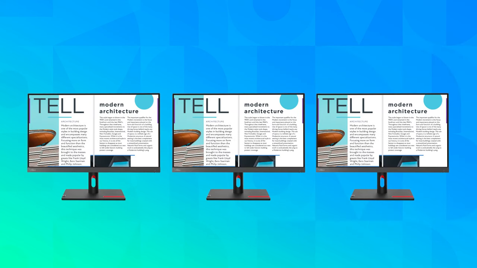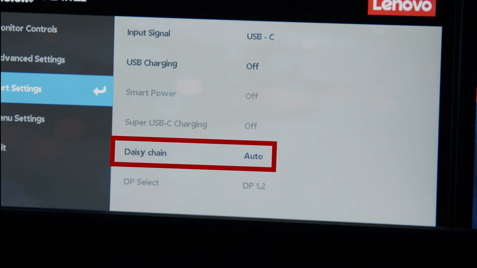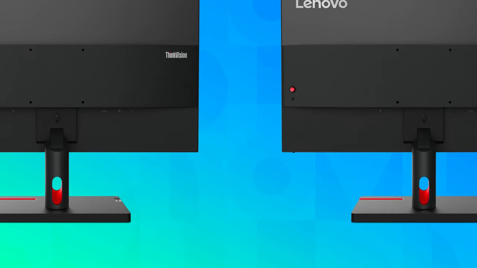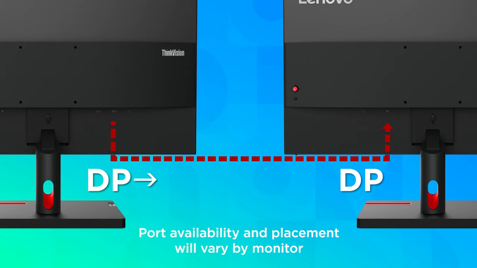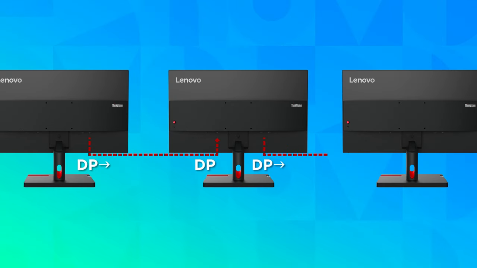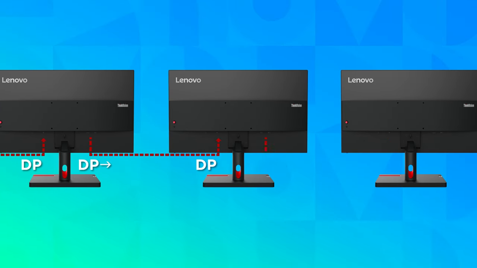Some newer Lenovo monitors will give you the option to daisy chain your monitors together instead of using a dock. Make sure to enable daisy chaining in your monitor settings to take advantage of this feature. If you are daisy chaining your monitors, connect a DisplayPort cable from the first monitor's DisplayPort out to the second monitor's DisplayPort. Repeat this procedure to connect the rest of your displays together in the same way.